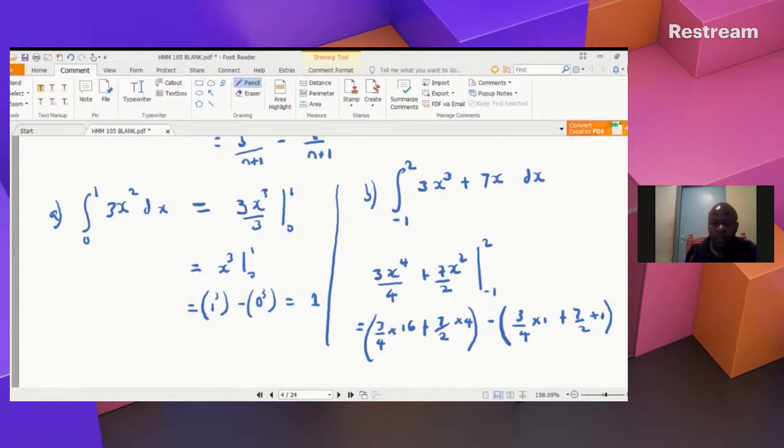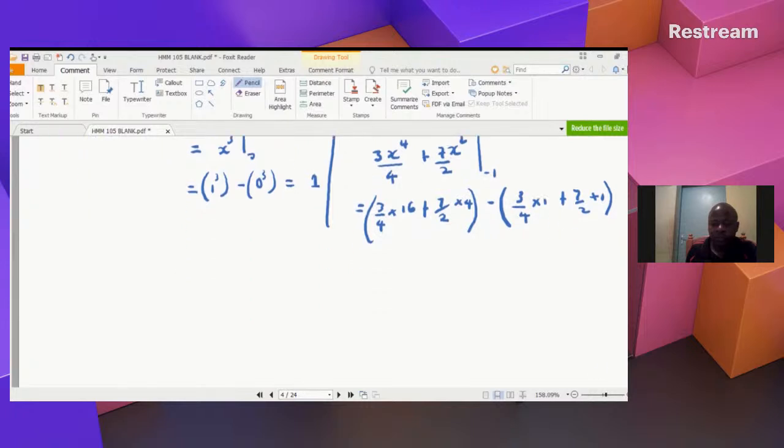Let me now simplify and see what the answer is. Just create some space here. Of course, you can see that 4 goes into 16 4 times. 4 times this will be 12. 2 goes into 4 twice. 2 times this will be 14.